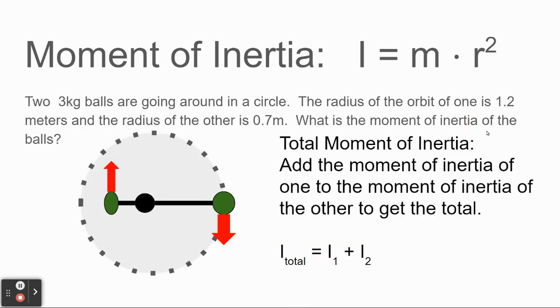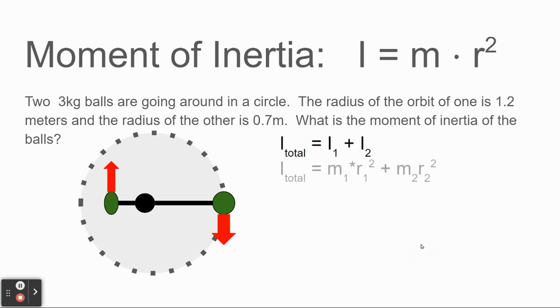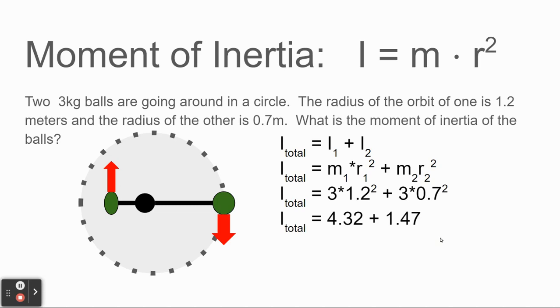But what if they're different distances? Well, if they're different distances, then I have to do the method of one moment of inertia plus the other. And so to do that, I just need to use the equation of mr squared for each with the different radii. So they have the same mass, but different radii. Plug it in, and I get 5.79.